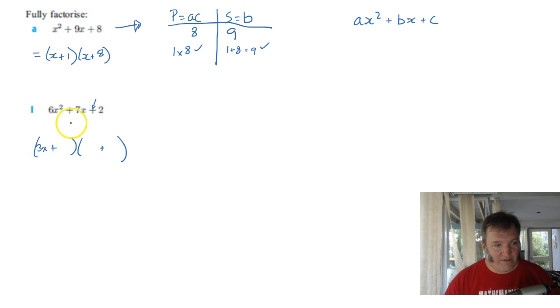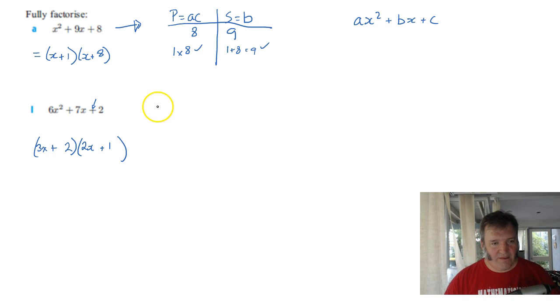6x squared can be made up of 3x and 2x. You see, if I multiply those together, I have 6x squared. Now I want to put 2 here, then 2 times 2x is going to give me 4x, and 1 is the other factor of 2. 2 times 1 gives me 2, but 3x times 1 gives me that other 3x I need, and that would be the answer. Being able to do that is great.